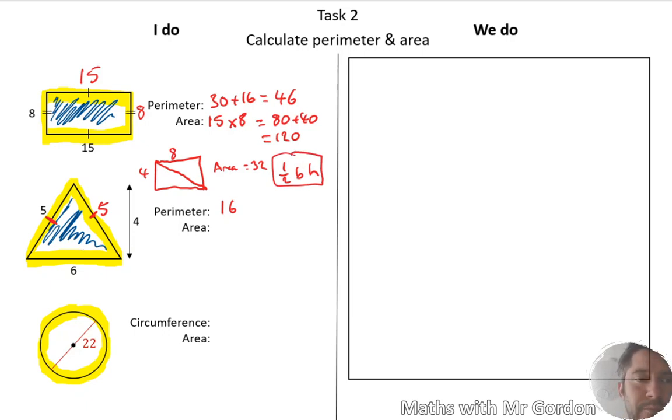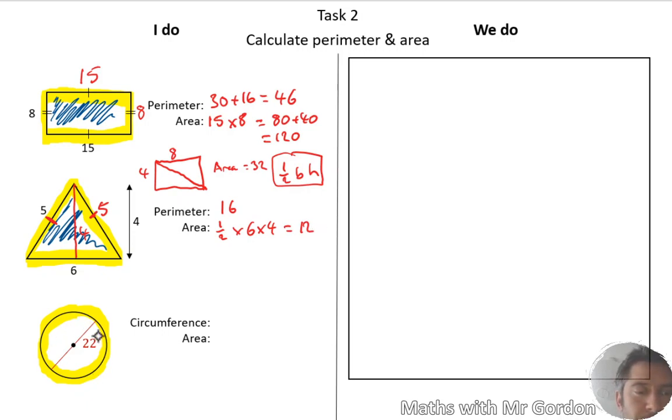So in this triangle, the height is 4. Okay, the height of that triangle here is 4. So we've got half the base times the height. So it's going to be half times the base, which is 6, times the height, which is 4. So half of 6 is 3, times 4 is 12, an area of 12 for that triangle.